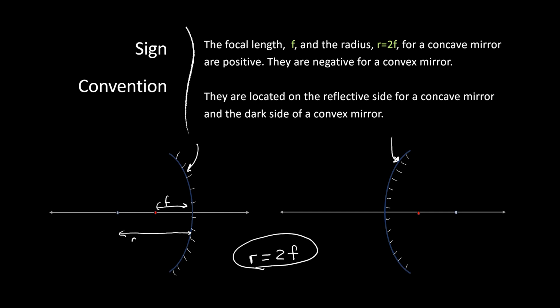Now the focal length for a concave mirror is positive, and the radius is positive. They are on the light side, the reflective side.